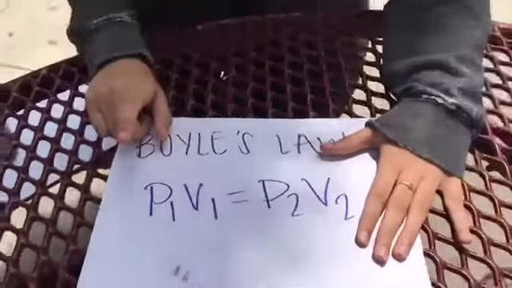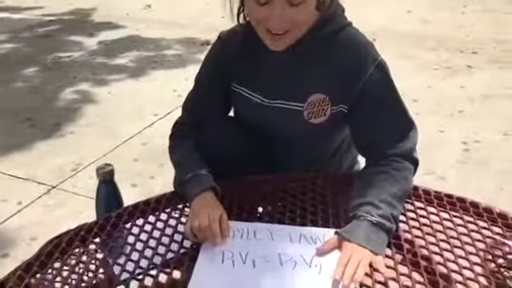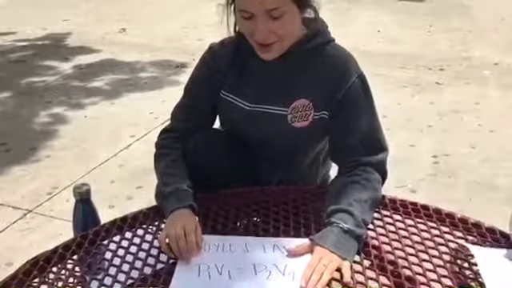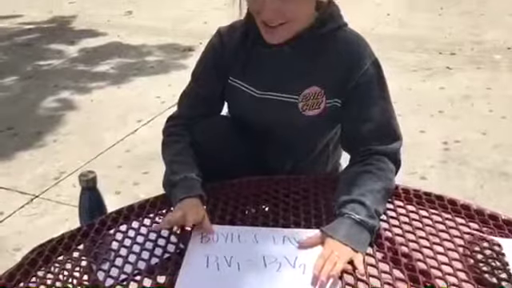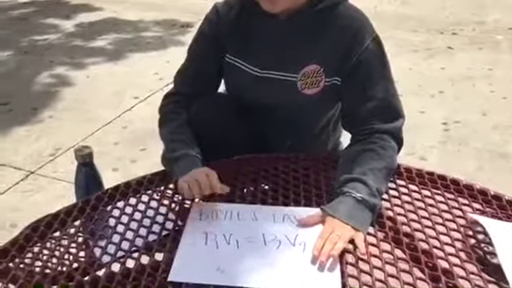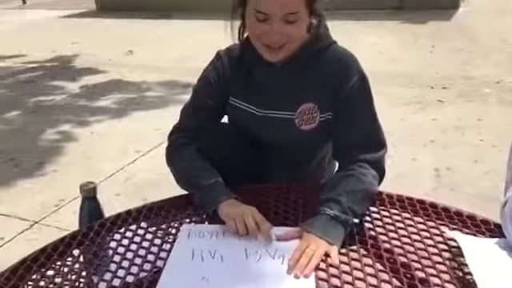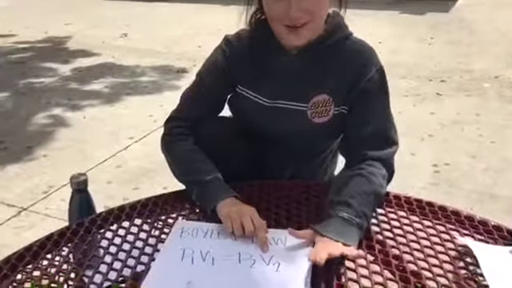Okay, so the next one is Boyle's law. It's pretty easy. Oh wait, I know this one. Boyle's law, you mean? Oh, okay. I didn't think it was that, but okay. So the equation is initial pressure times initial volume equals final pressure times final volume.